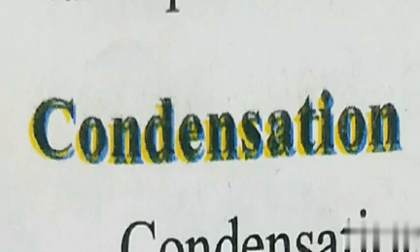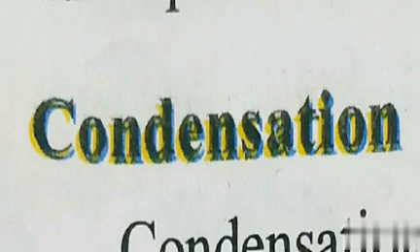If these droplets are condensed very close to the earth's surface, then what will happen? The droplets are lighter and we will get fog. In the winter season, early in the morning, we can see fog, isn't it? So how does it happen?